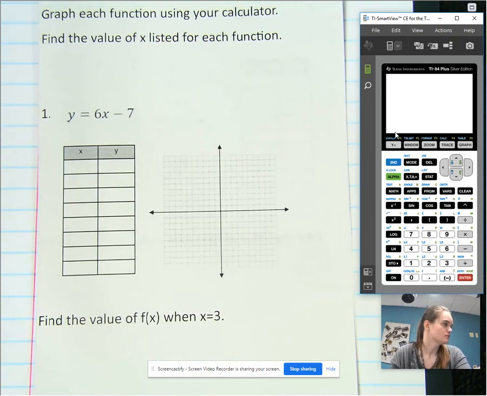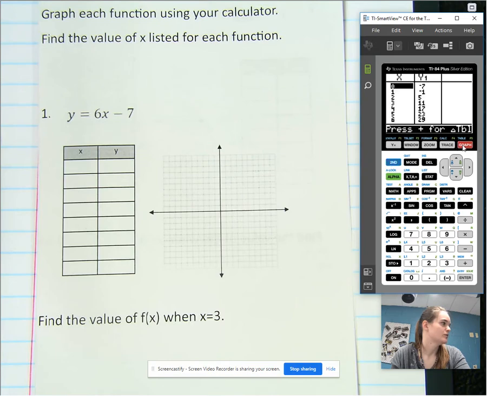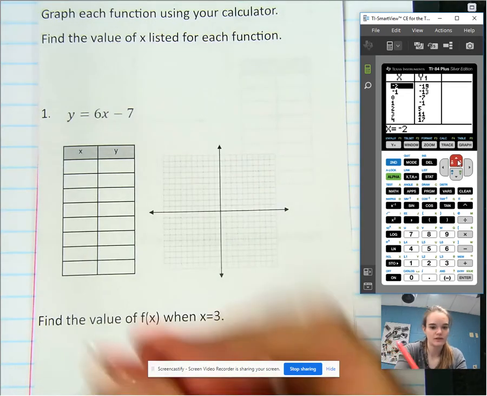So first of all, we're going to press y equals. We're going to type in 6x minus 7. And then we're going to press second graph to get a table. Okay? And we want some negative numbers. We talked about that. We started, I think, at -2 the other day. So let's start at -2.